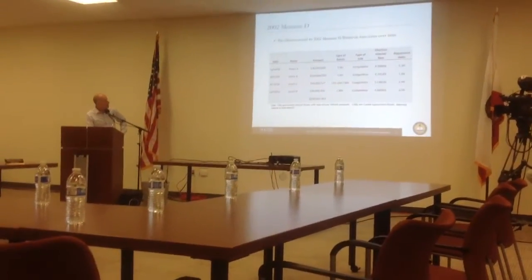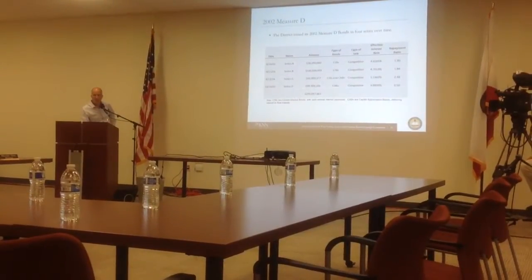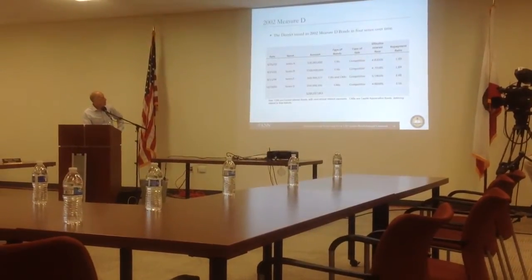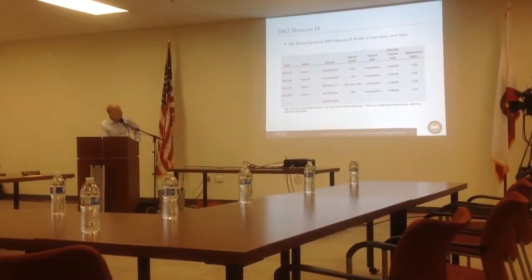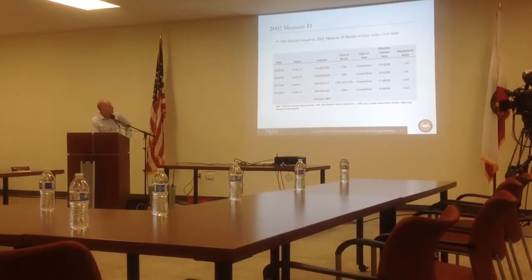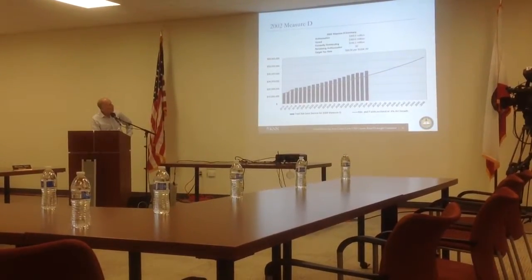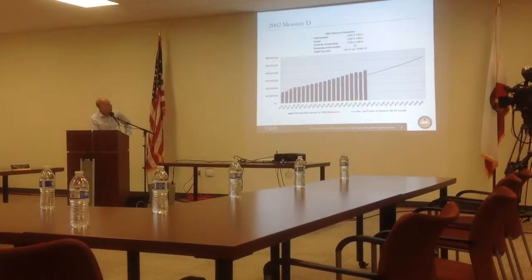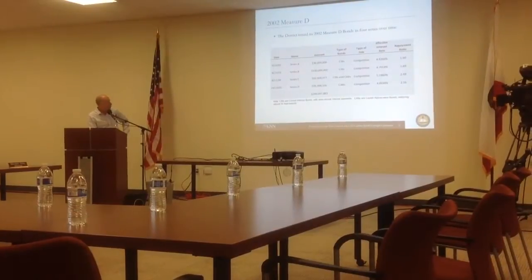2002 Measure D. Okay, this is where the mix of bonds gets a little more interesting. We have 4 series issued. Numbers probably should have been rounded here, but that's all right. Let's see, the Measure D's. We have a little bit of capacity. It was a $300 million authorization.